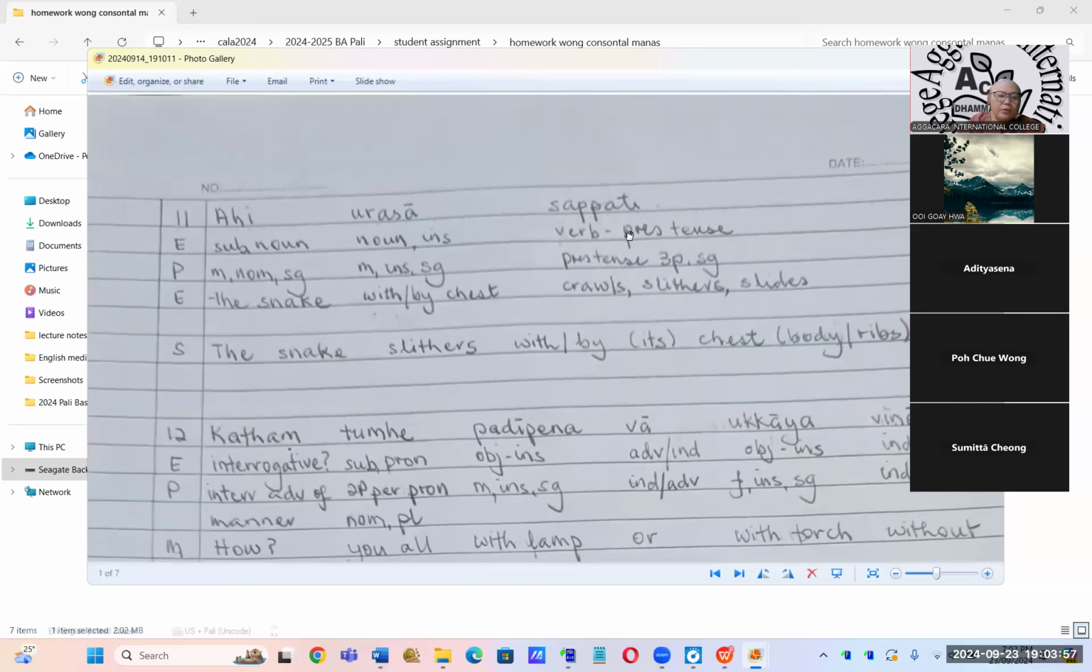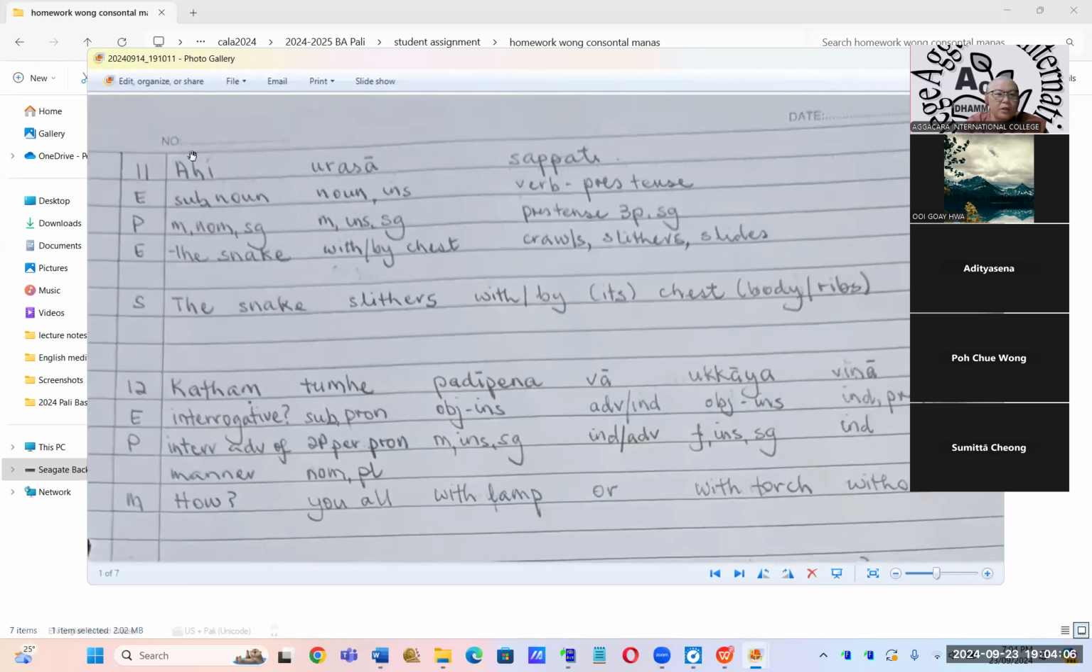Wong, Vera, you compare your notes with Sister Wong later, because I already discussed with her for two weeks. Okay. So, hit, snacks. There are two words for snake. One is ahi. Another one is what? Can you remember? I think sapa, is it? Urasa. Now, this is a consonantal noun with the A sound. It will be instrumental, all right? Instrumental. Sapati is one that slides, close to the ground. The snake is the subject, hit, urasa, with or by the chest.